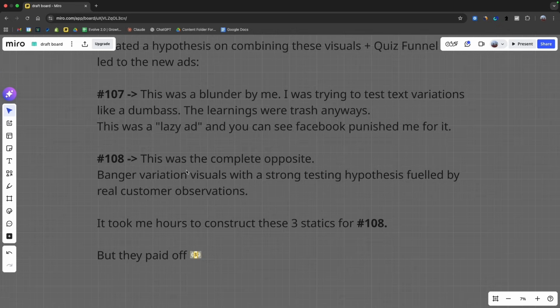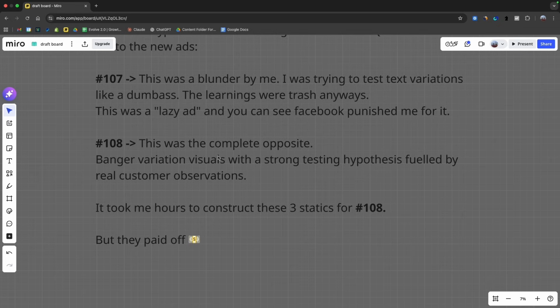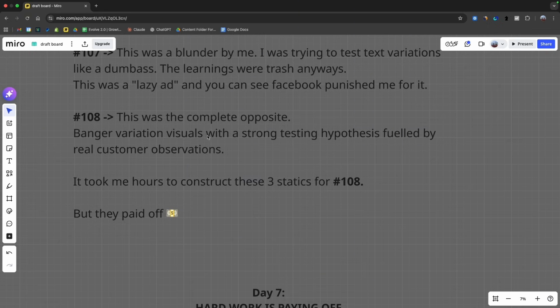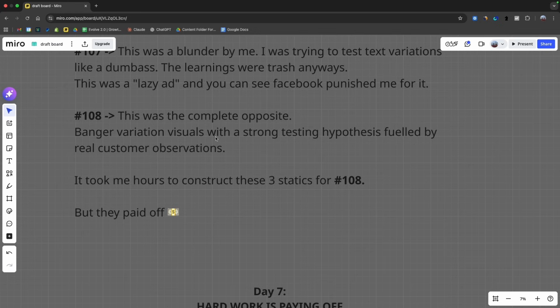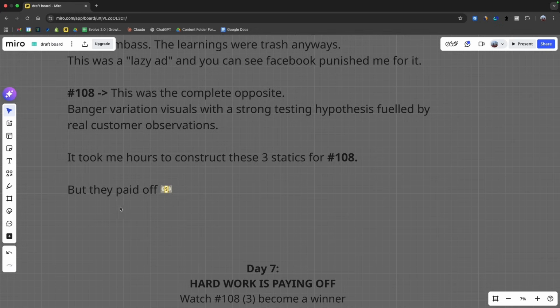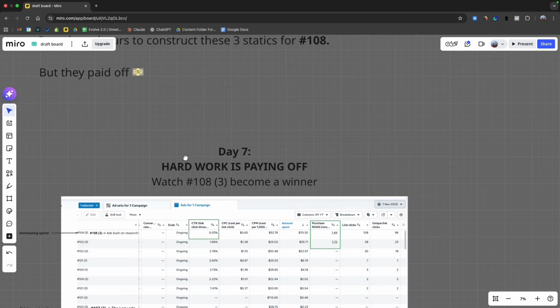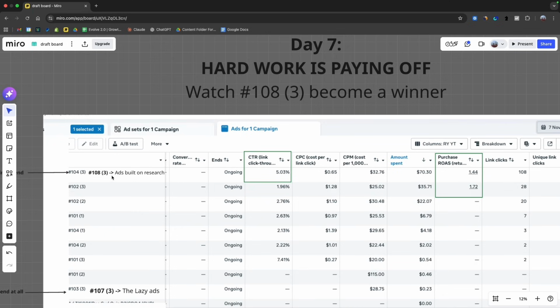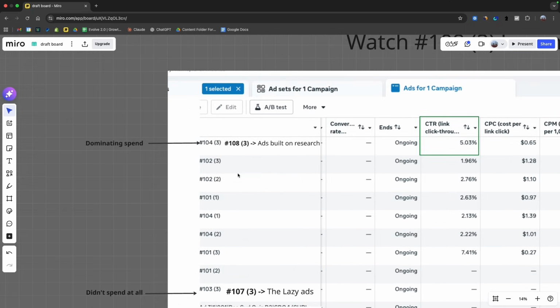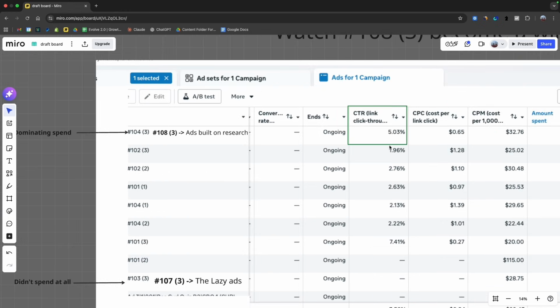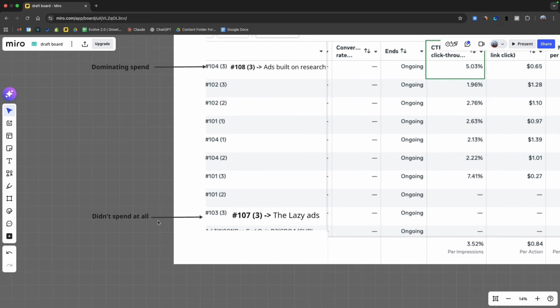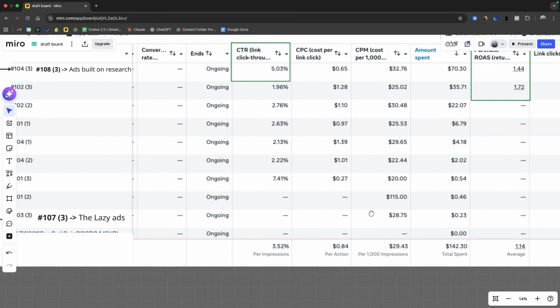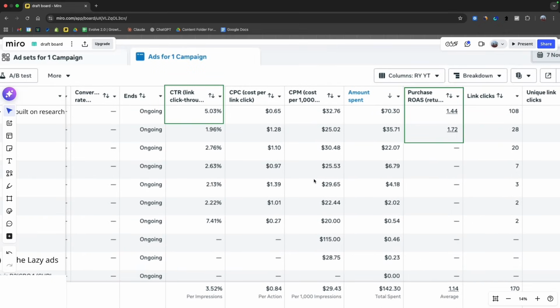108, this was the complete opposite. I put hours into constructing these 3 statics around this concept here. Very, very good. It was fueled by real customer observations, removing as much guesswork as I possibly can. And as you guys will see, this is where stuff starts to pay off. 108, this ad was built on research, and you can see it instantly starts dominating spend with a very, very strong CTR. The ad that didn't spend at all, 107, spent 23 cents. It didn't spend anything.